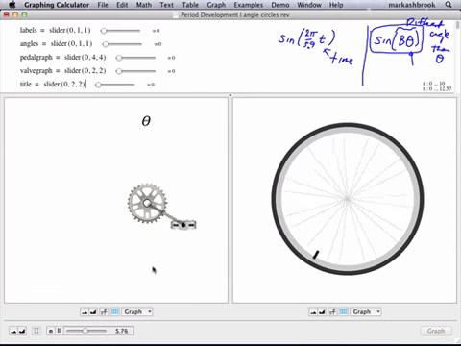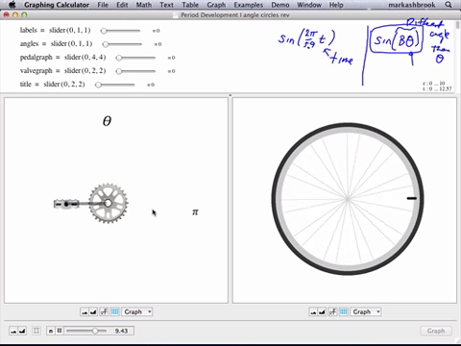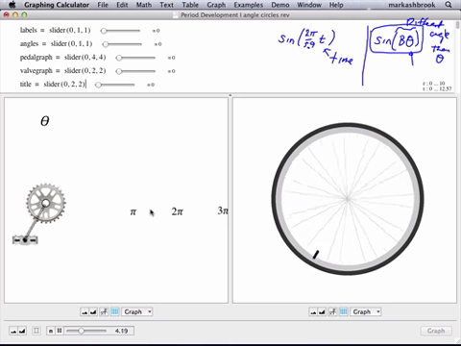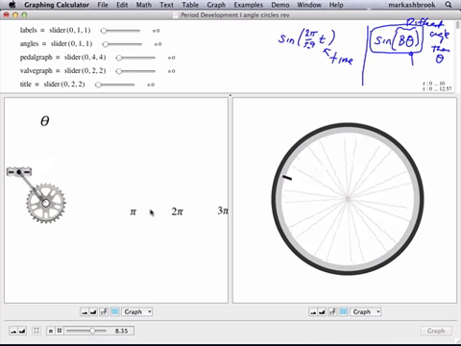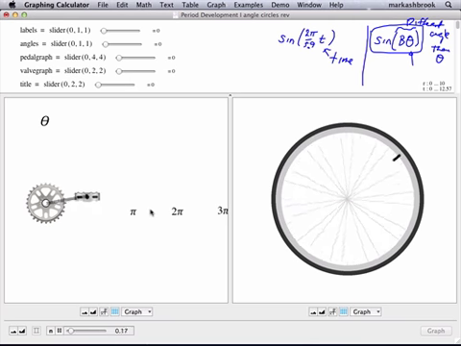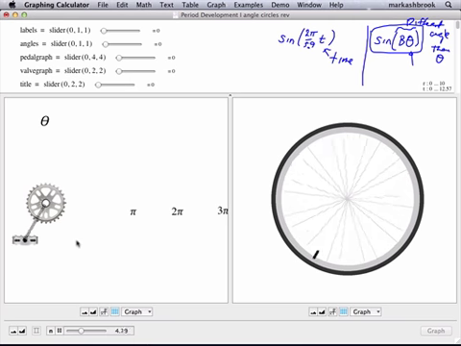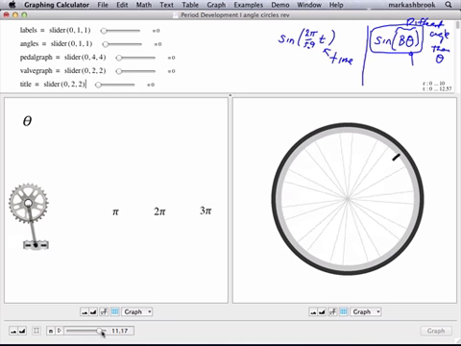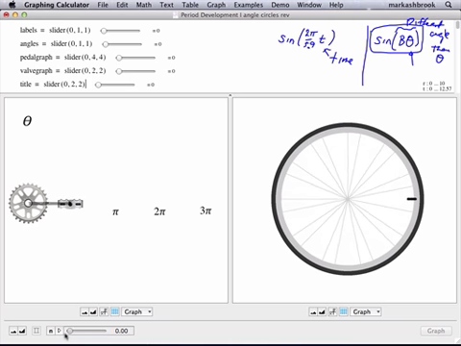Okay, so for part C: a function that outputs the horizontal distance of the pedal from the vertical diameter. What will that be? All it's talking about here is the pedal, nothing about the tire valve, just the pedal.